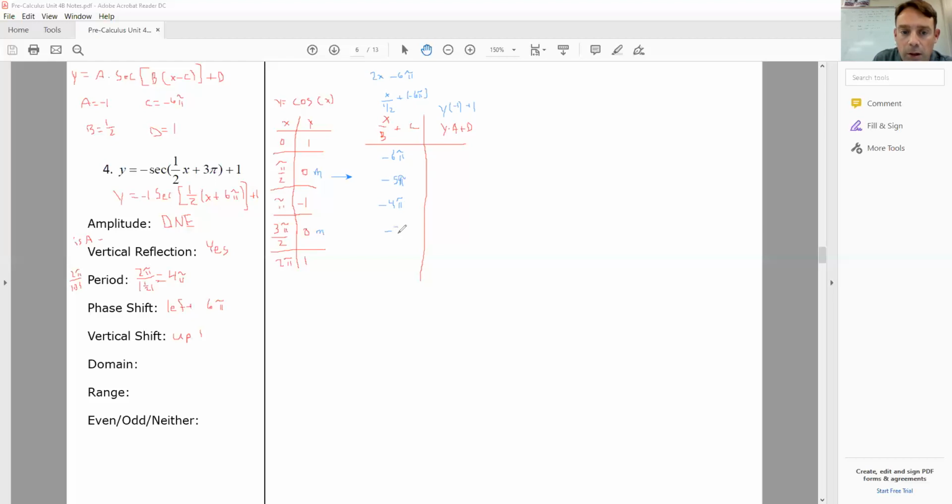Negative 3 pi. And negative 2 pi. If I take my y values, 1 times -1 is -1, plus 1 is 0. Here's my midline value, it's going to be 1. So all my y values of 1, those are my new midlines. Then I have 2, and then I have 1, and I have 0.